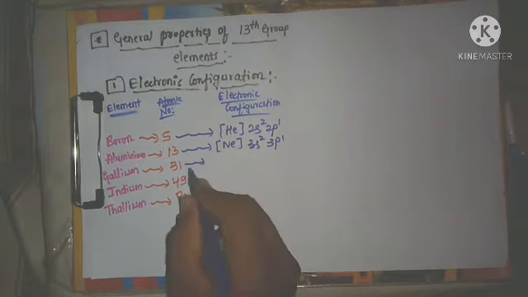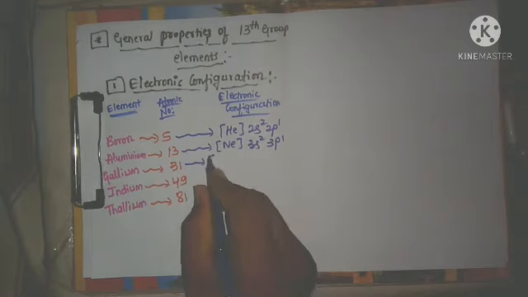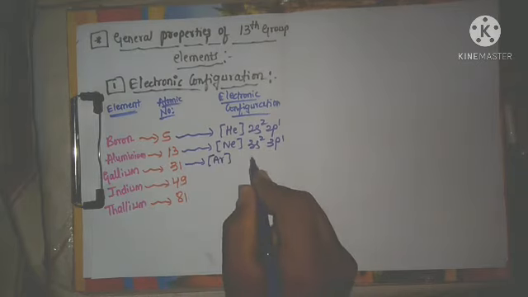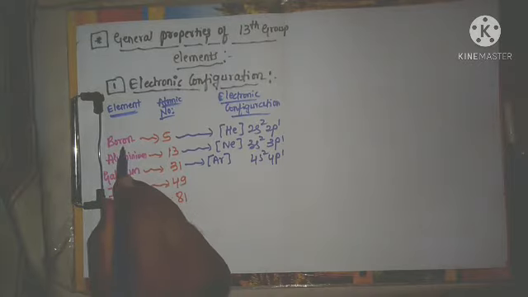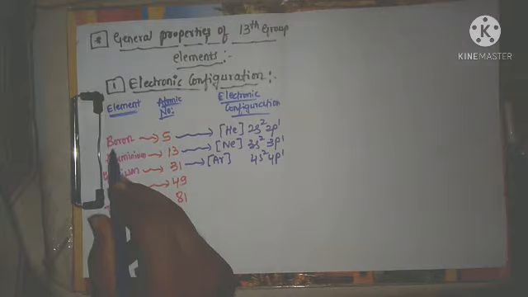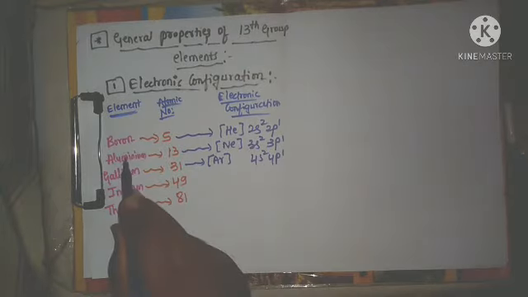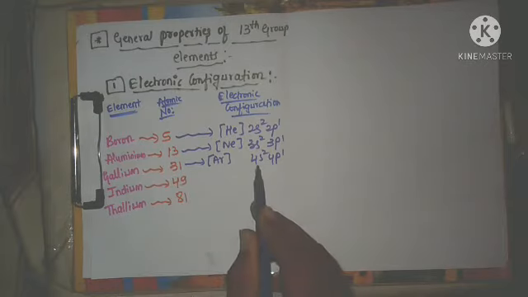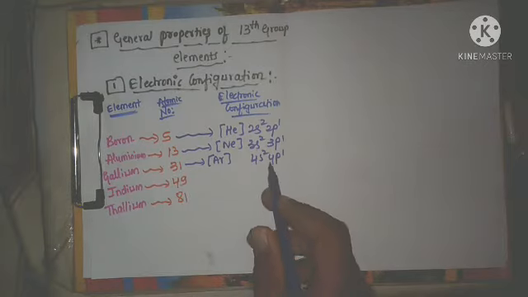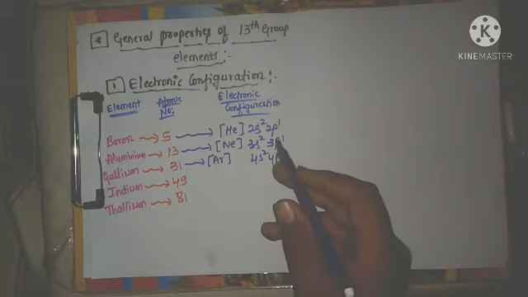Now if you think that the electronic configuration of gallium is argon 4s2 4p1, because boron belongs to which period? Second period. Therefore 2s2 2p1. Aluminium belongs to the third period, therefore 3s2 3p1. And gallium belongs to the fourth period, therefore 4s2 4p1. In this way, if you are thinking, it is wrong, right?